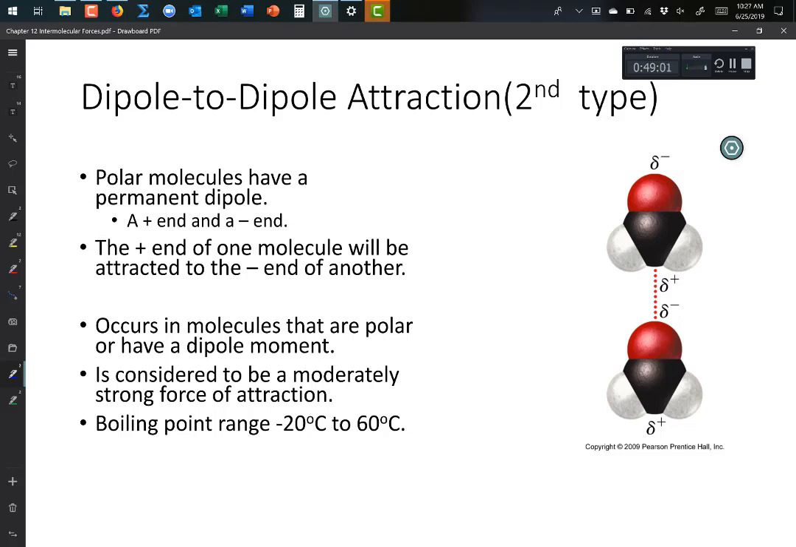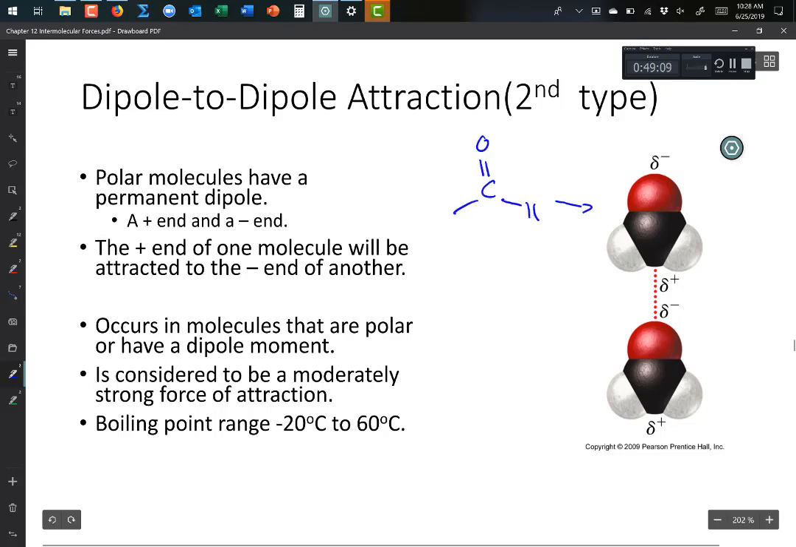So polar molecules have a positive end and a negative end. This is a model of formaldehyde. And oxygen has a much higher electronegativity than carbon. So this is the negative end, and this is the positive end. And that's what they're showing right here. A dipole-dipole interaction is this interaction right here.